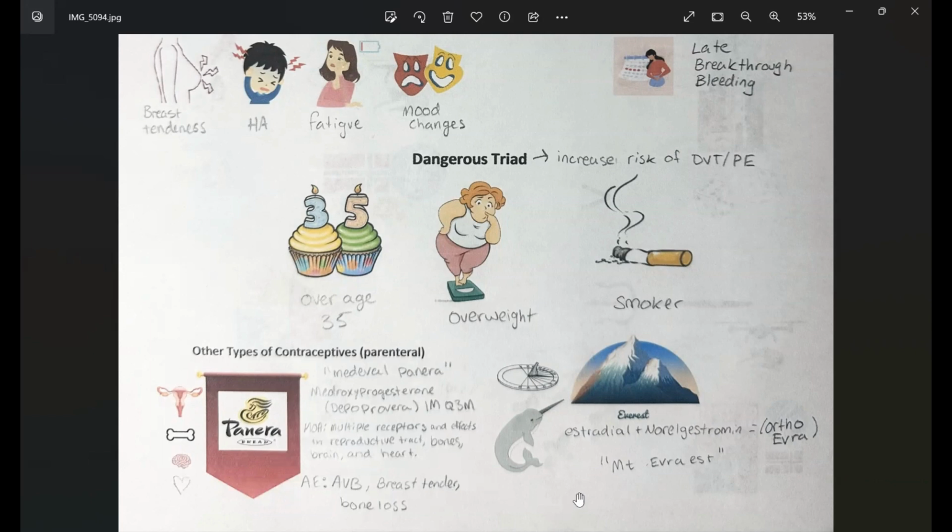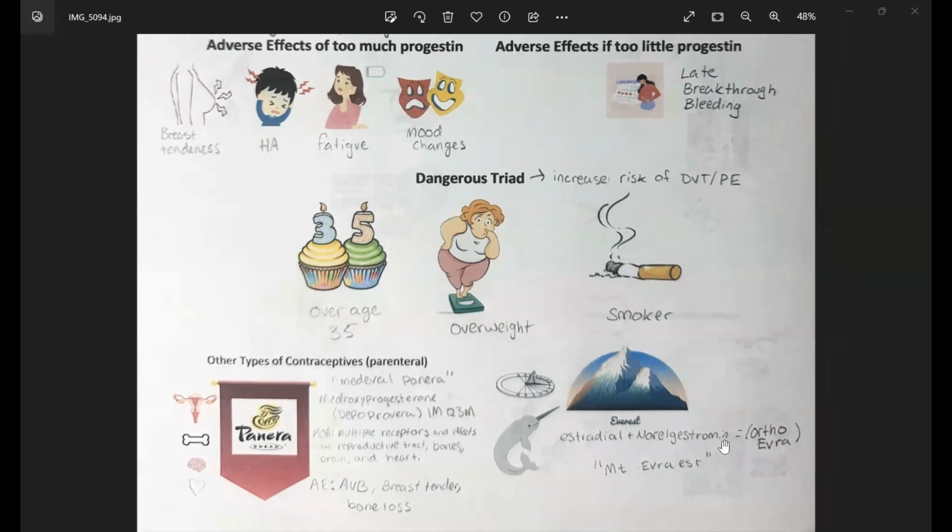Another type of parenteral contraceptive is Evra, and I thought that looked like Everest. This is a patch that is worn for 3 weeks and then 1 week off. It is a combination of estradiol and norelgestromin.